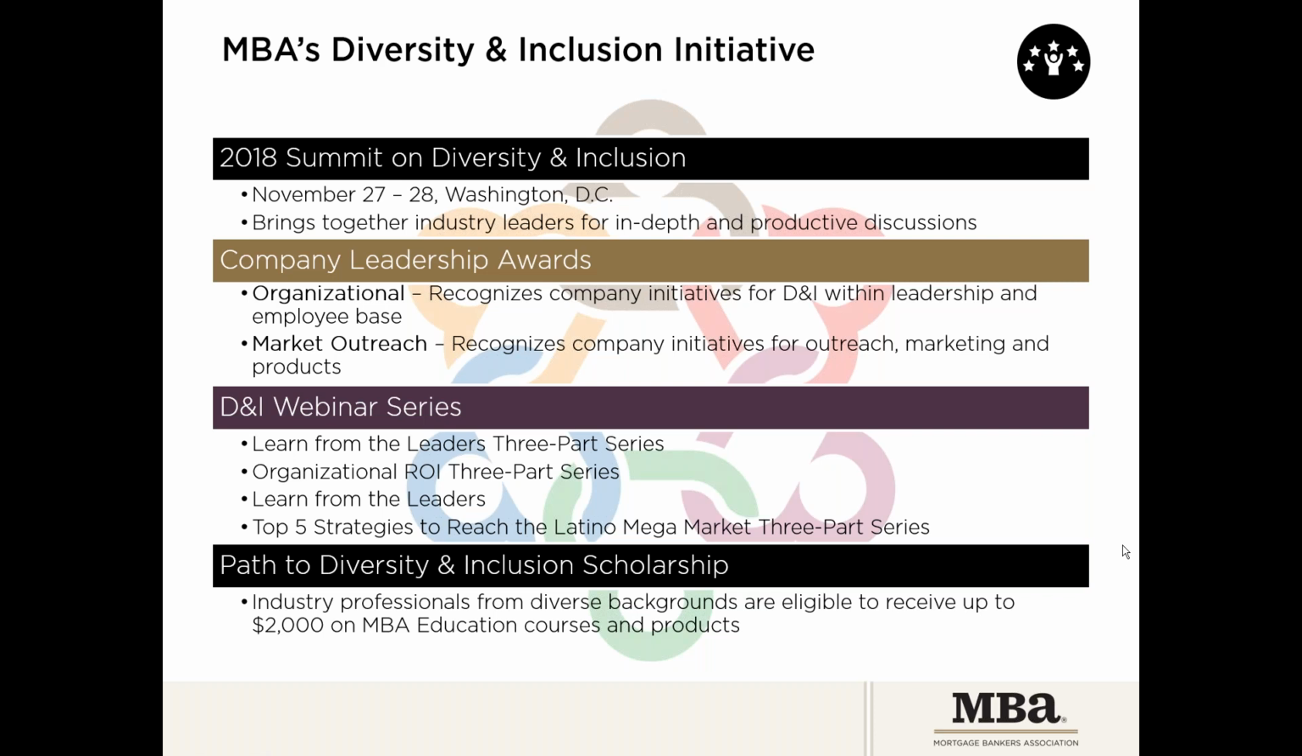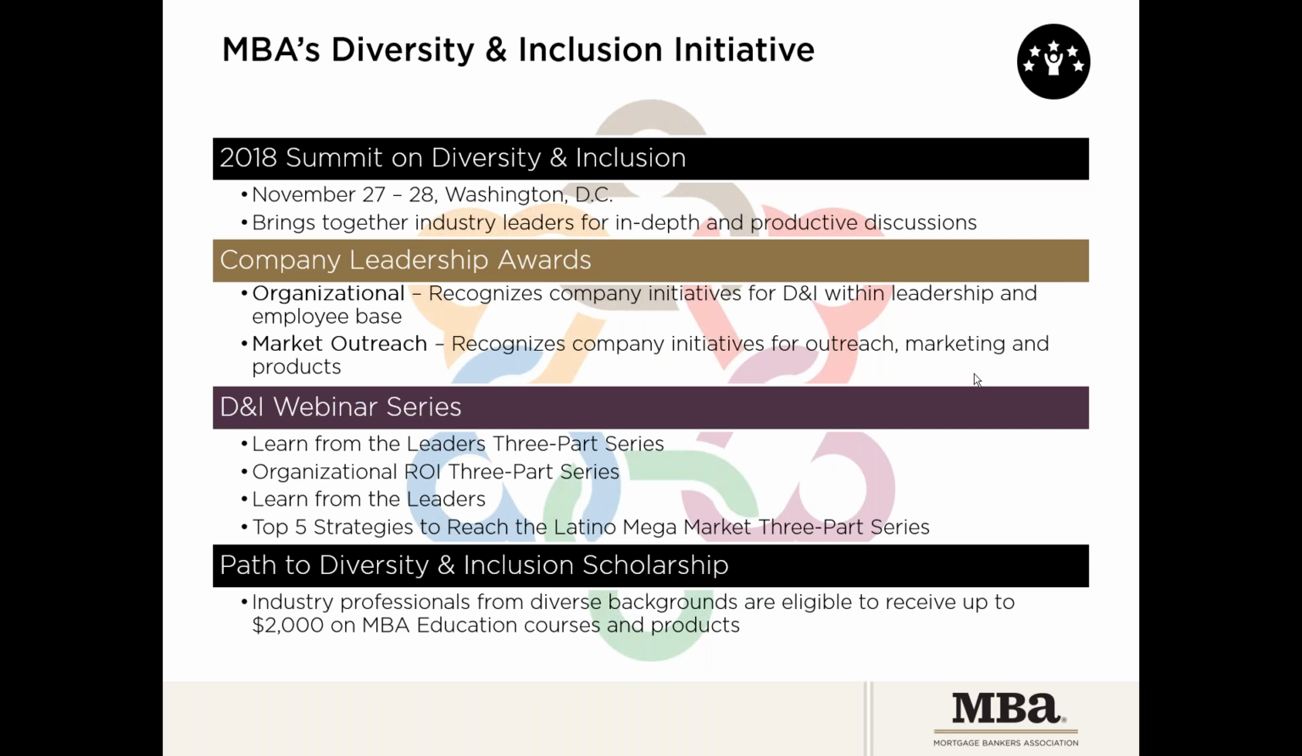We also have our company leadership awards, where we recognize member companies for their D&I efforts, and it's based on 2 categories, organizational and market outreach. And we're now taking applications through July 27th, and winners will be announced in front of our largest audience at our annual convention, which will be held in DC in October.